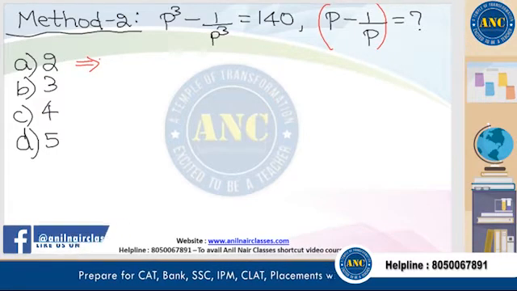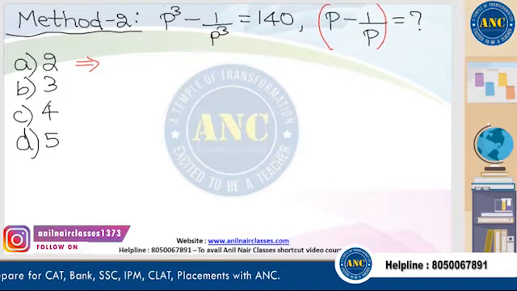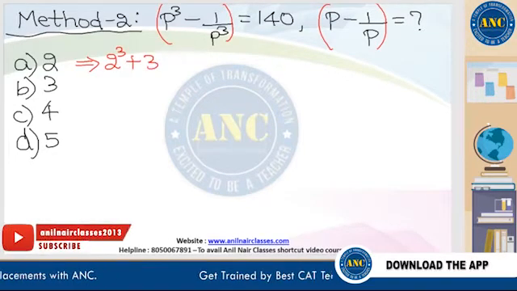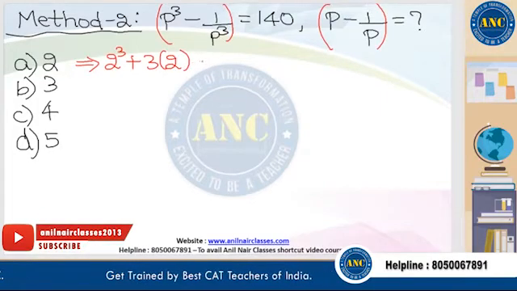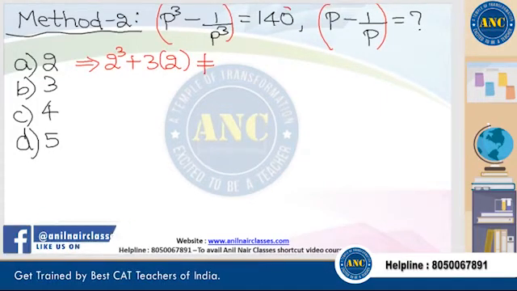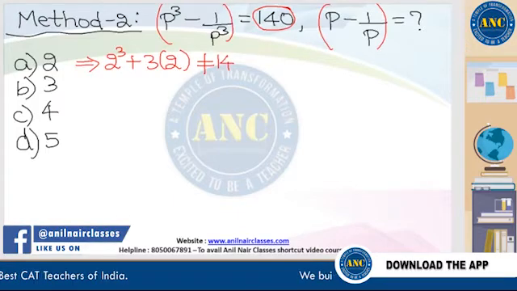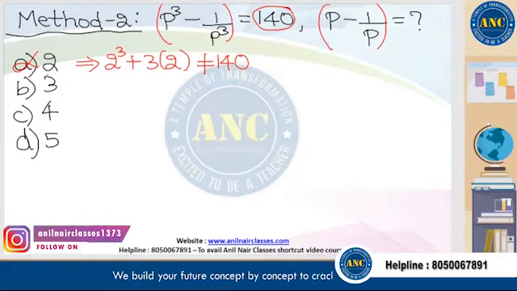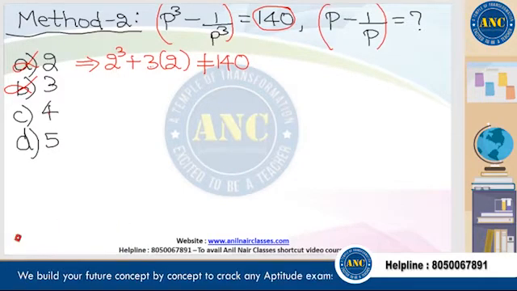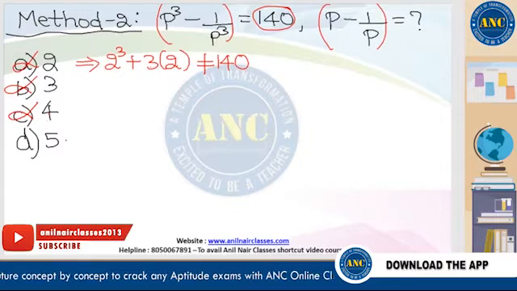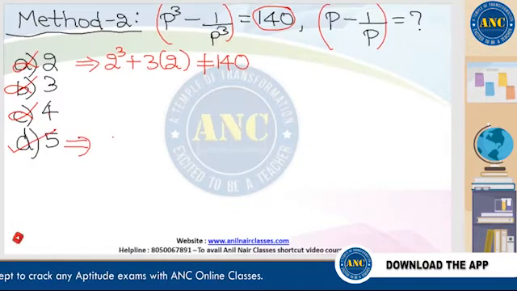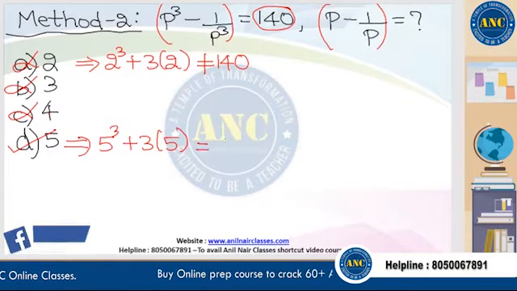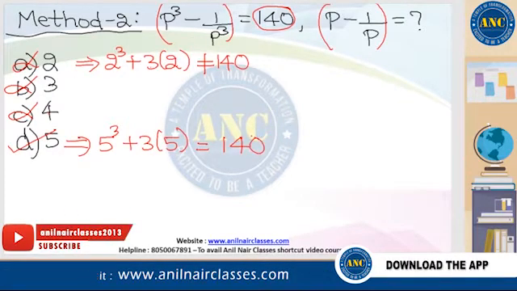If P minus 1 by P is equal to 2, then P cube minus 1 by P cube is 2 cube plus 3 times 2, that is k cube plus 3k. Definitely this is not equal to the given value 140, so that cannot be the right answer. Similarly, 3 cube plus 3 into 3 will also not be 140, and 4 cube plus 3 into 4 will also not be 140. The answer is option D, which is 5 cube plus 3 into 5, that is 125 plus 15, which is equal to 140.